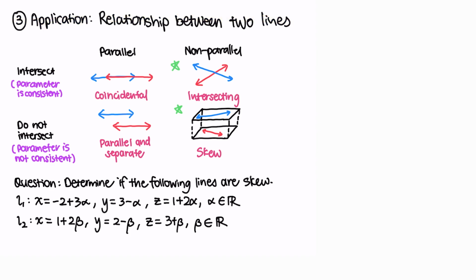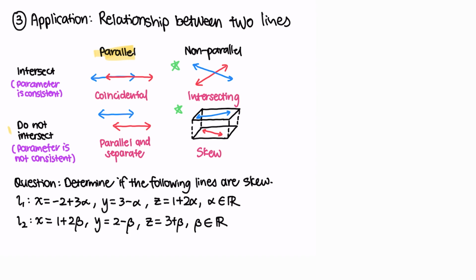As I've alluded to earlier, we can have lines that do not intersect, even if they're not parallel. That's what we have here: non-parallel and do not intersect. This is what we call skew lines. Before we cover that, let's look at some of the other lines. If they are parallel and intersecting, this just means that they are the same line, and that is coincidental lines.